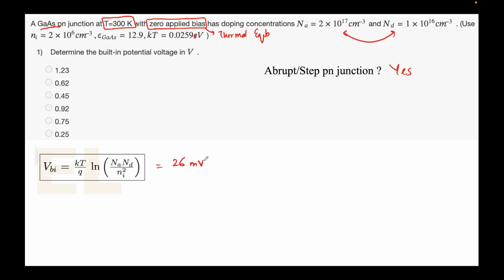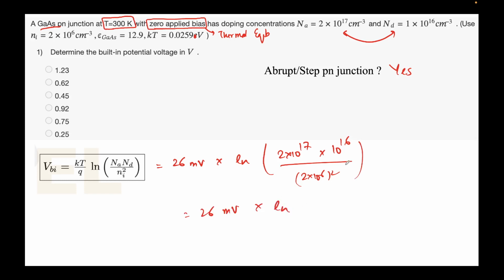26 millivolts times ln, natural log, Na is 2 into 10 to the power 17, Nd is 10 to the power 16 over Ni squared. Ni squared would be 2 into 10 to the power 6 whole squared. So 26 millivolts times ln, this will come out to be 33. Denominator would be 12, so 33 over 12 is 21.5 into 10 to the power 20.